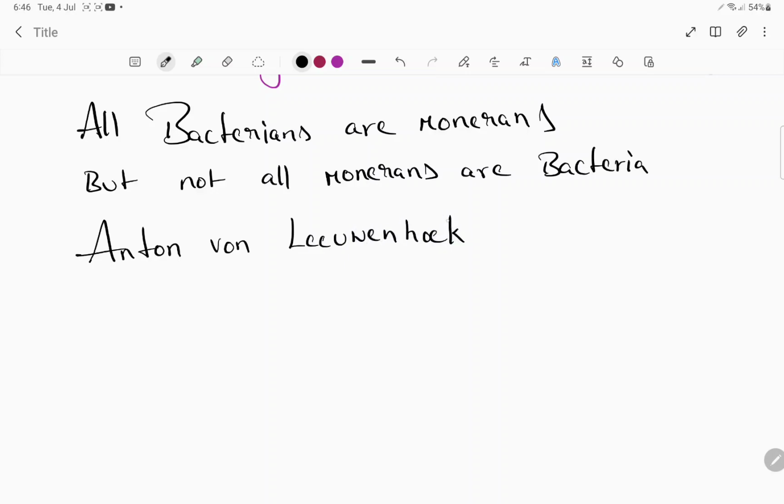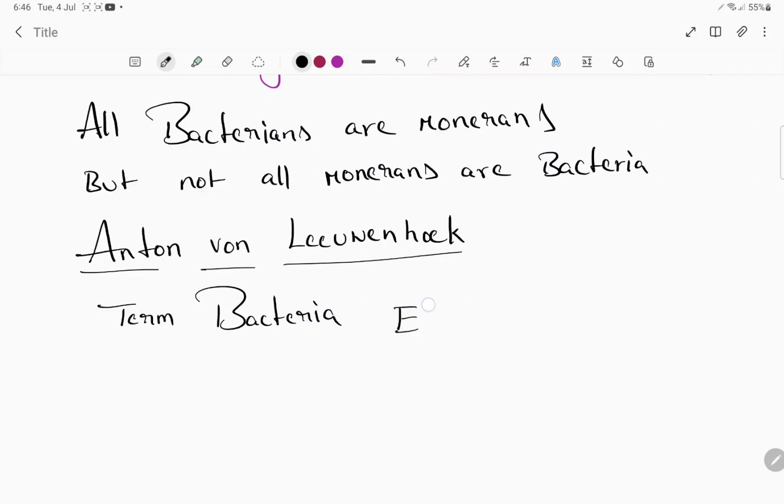From pond water and tartar of teeth, he saw them using the microscope made by him, because he himself was a lens maker. The term bacteria was proposed by Ehrenberg in 1829.